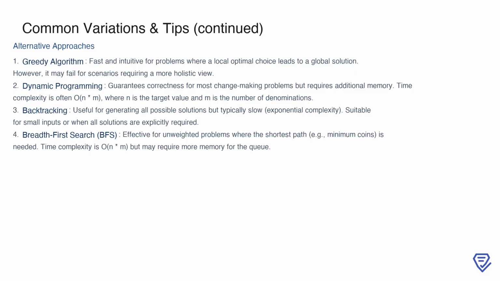Backtracking is another approach, ideal for generating all possible solutions, but its exponential time complexity means it's better suited for smaller inputs. Finally, breadth-first search, or BFS, can be highly effective for unweighted problems where the shortest path, like the minimum number of coins, is needed. While its time complexity aligns with dynamic programming, BFS may demand more memory to handle the queue. Choosing the right approach depends on the problem's constraints and requirements.